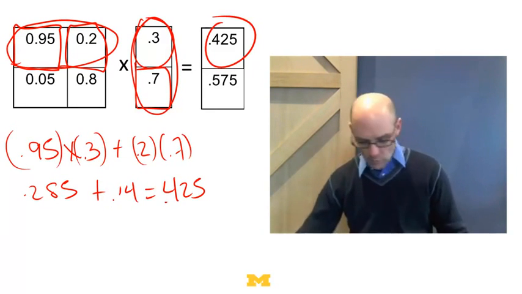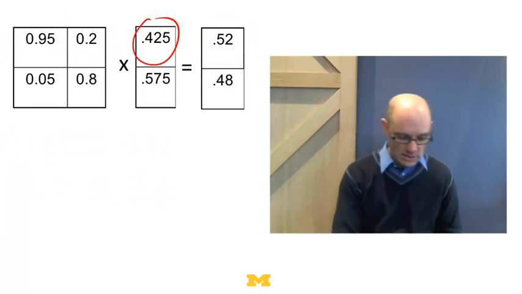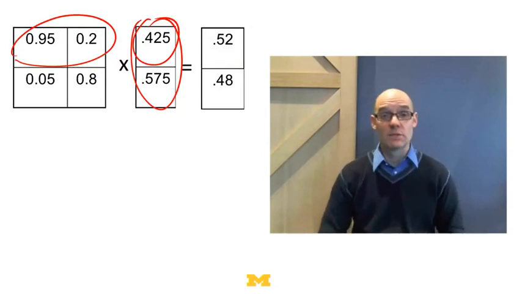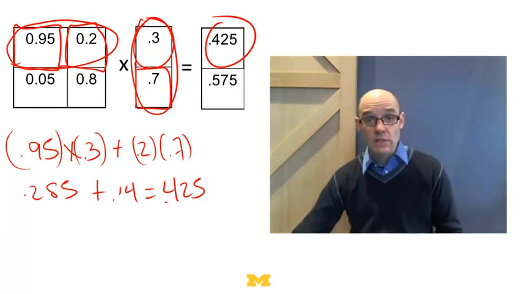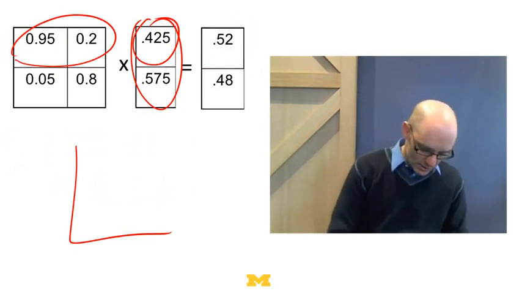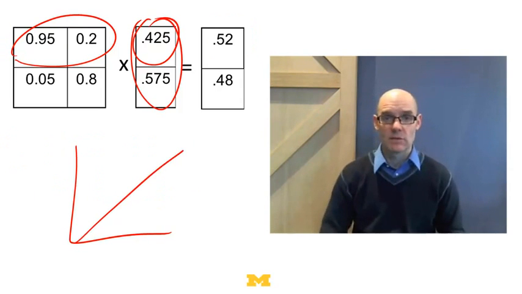And we could do this one more time and say, well, if we have 42.5% democracies, we multiply this row by the column, and we're going to get 52% democracies next time. Now, if you looked at this trend, we start out with 30% democracies, then we go to 42%, then we go from 42% to 52%. Well, you might extrapolate, look, that looks like a linear trend, and eventually we're going to end up with everybody being a democracy.